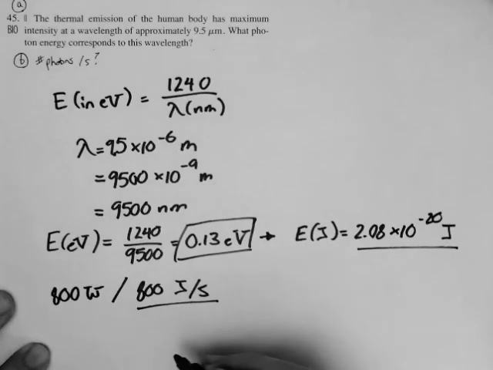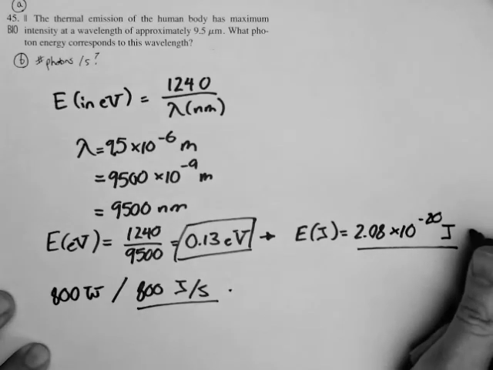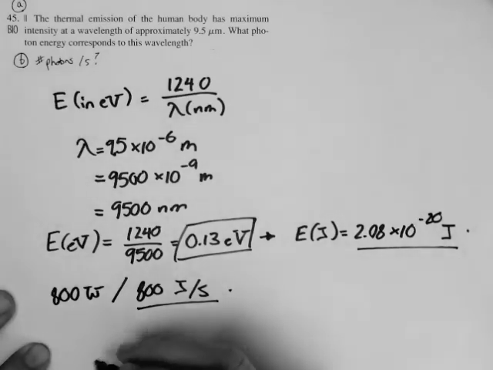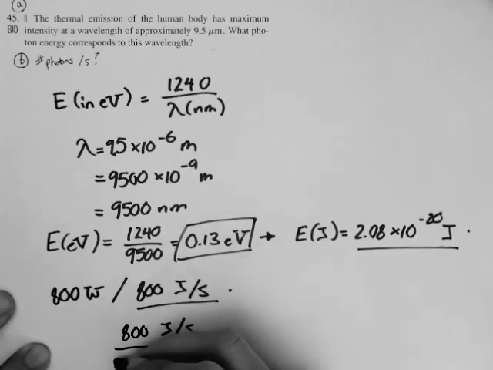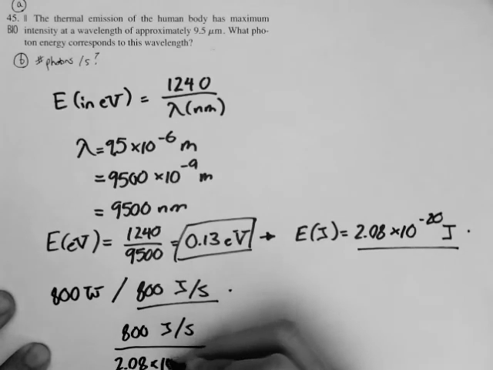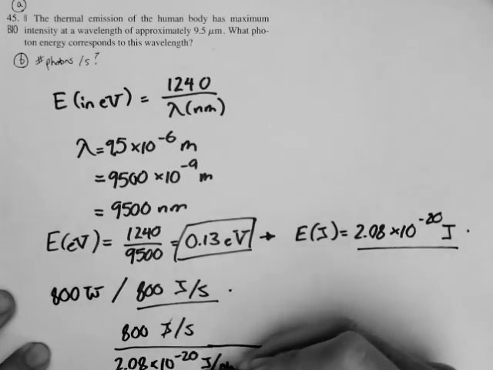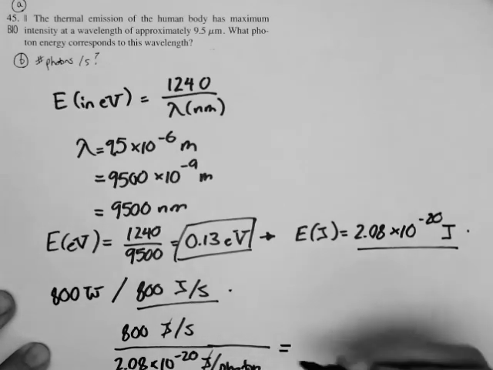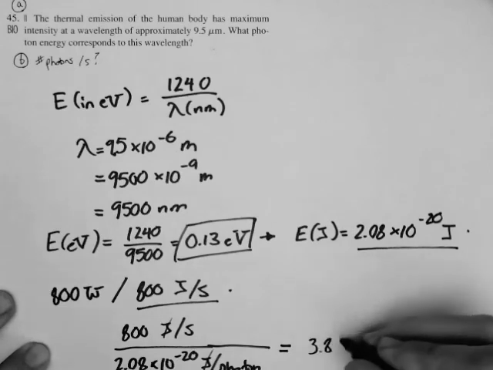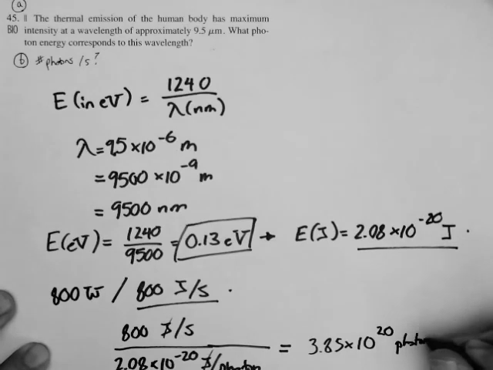And so to compute the number of photons per second, we just take the joules per second divided by the joules per photon, and then we get photons per second. 800 joules per second divided by 2.08 times 10 to the negative 20th joules per photon. And think about how this cancels out. Joules cancels. Photons is 1 over this is in the denominator, so it goes to the top. And so we end up with 3.85 times 10 to the 20th photons per second.